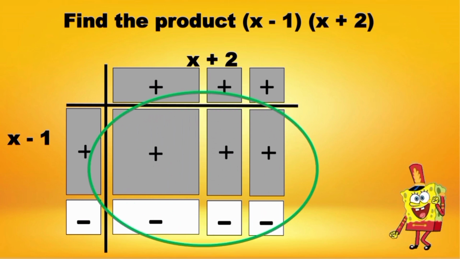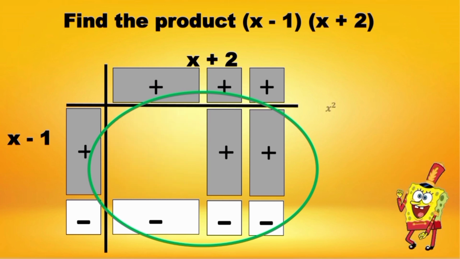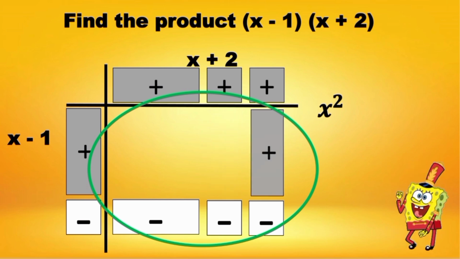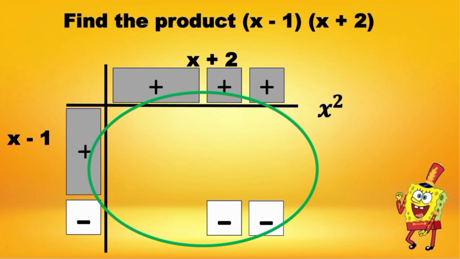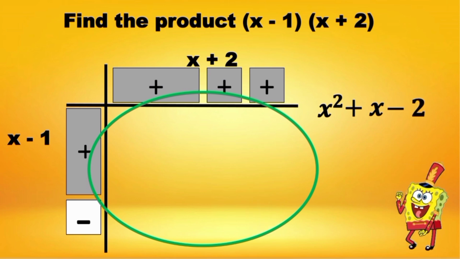Now let's add the factors. We have 1 positive x squared, and that is x squared. Then we have 2 positive x and 1 negative x. Then we have 2 negative 1, and that is positive x. Then we have 2 negative 1. That is negative 2. Our final answer is x squared plus x minus 2.